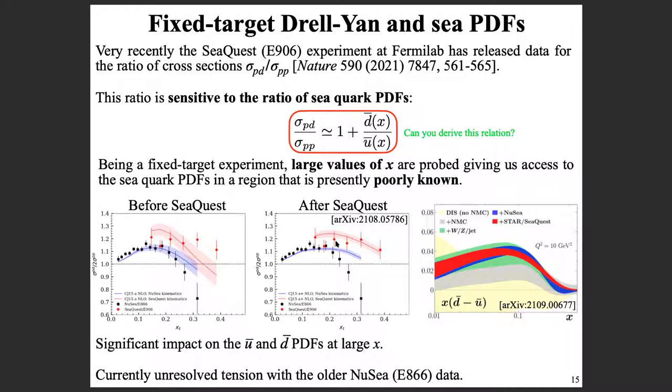As you have probably noticed, there are two experiments in these plots. One is SeaQuest, the other is the so-called E866. Both are experiments at Fermilab, and there seems to be quite a tension between this data that, as far as I know, hasn't been solved yet.